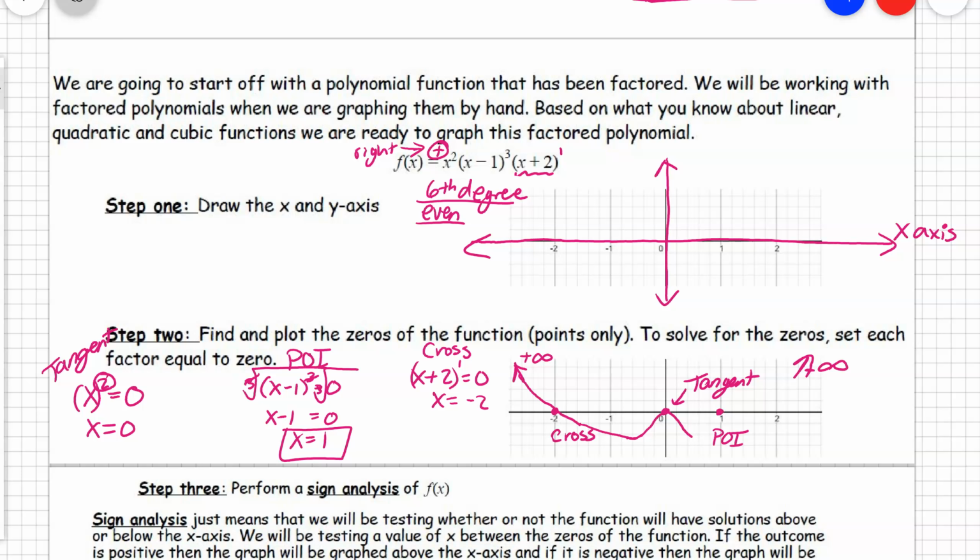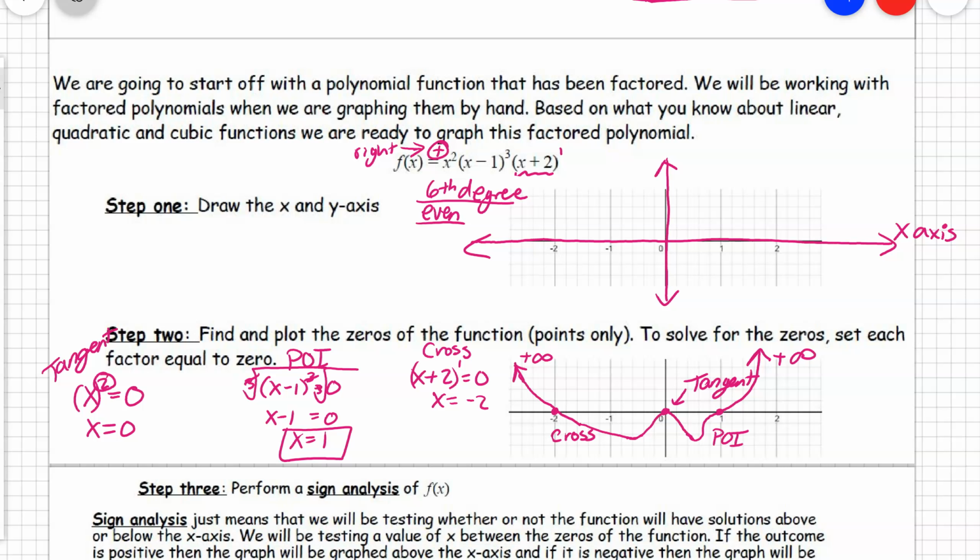And then the point of inflection is going to kind of have this wave to it because it is a cubic function. And like I said, this is just a sketch. Your sketches are going to look different than mine, and that's okay. We basically just want to make sure that we have the n values correct and what's happening at each x-intercept. That's what we're focusing on.